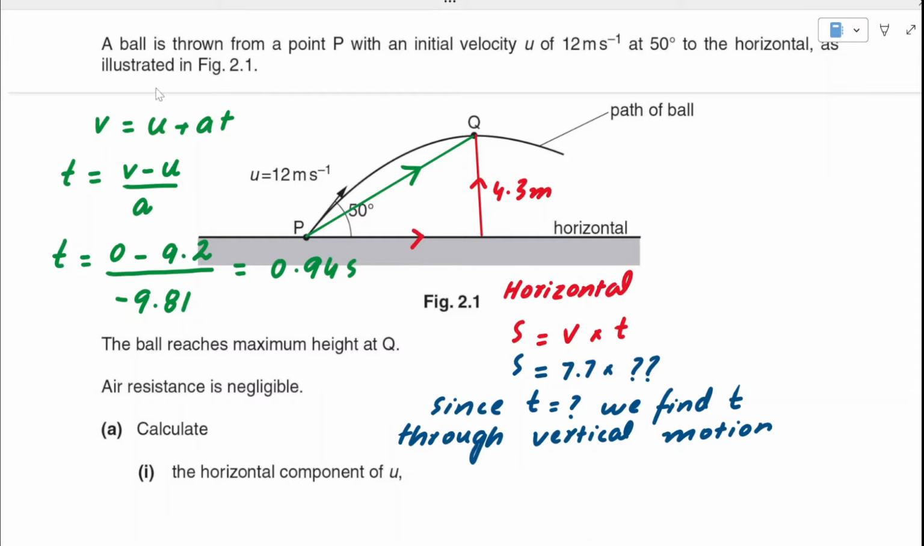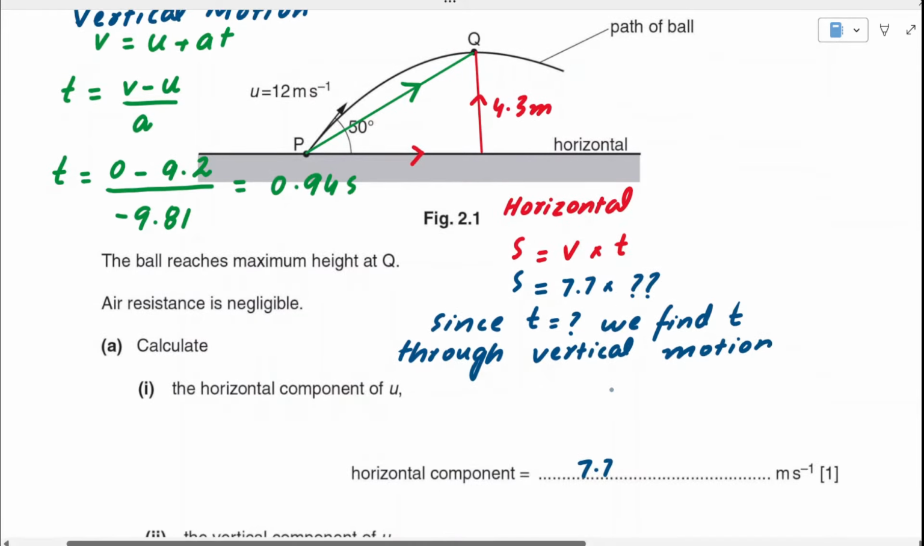Now, using the vertical motion analysis, I have found how long it takes for the ball to travel from P to Q vertically. The same time would be taken for the ball to travel horizontally. So I can use the value of t and insert it in this equation. Now s equals, the value of v was 7.7, we had it already, and time would now be 0.94.